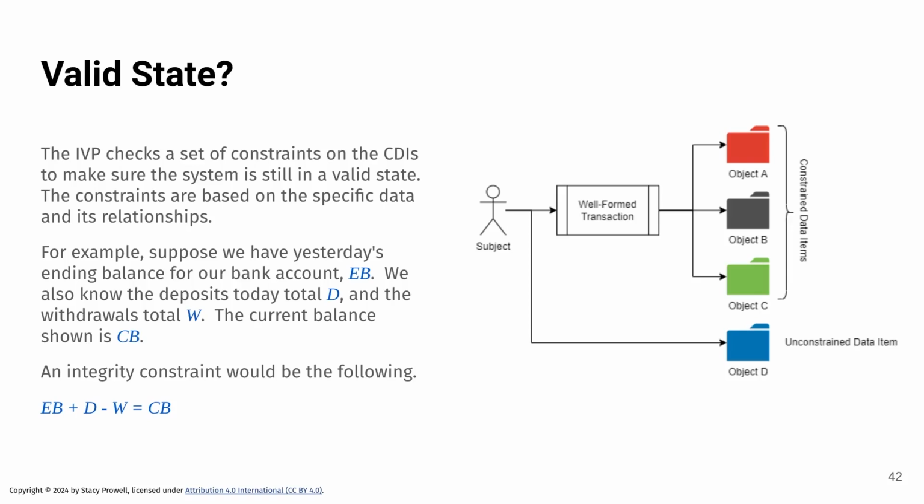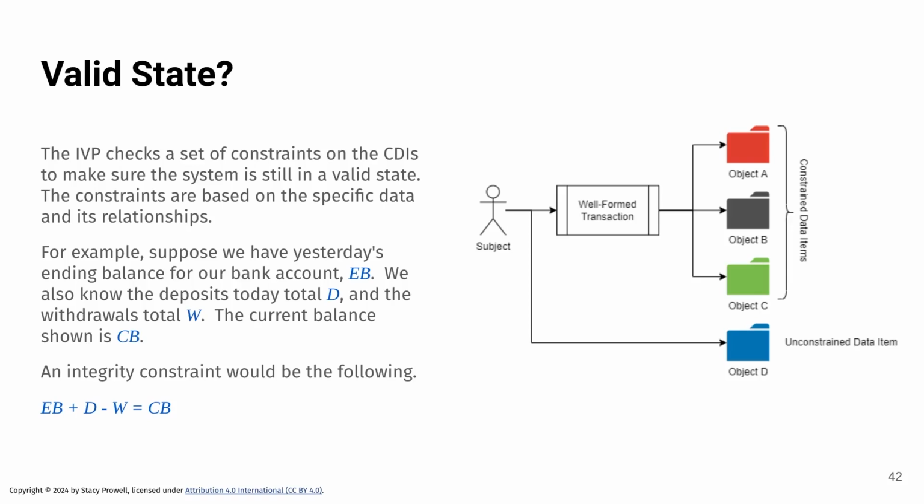What do constraints look like? Well, let's say that you're a bank. And let's say that at the end of the day, you have an ending balance for a person's bank account. We'll call that EB. Now, that's going to be the starting balance the next day. The person's going to deposit some money. Let's set the total of deposits so far be D. They're going to withdraw some money. Total withdrawals are W. And then at any time, we have a current balance. We have 4 data items: the ending balance, total deposits, total withdrawals, and the current balance.